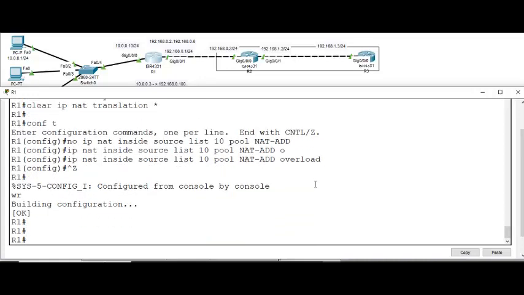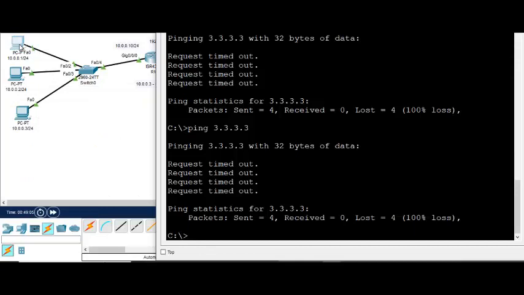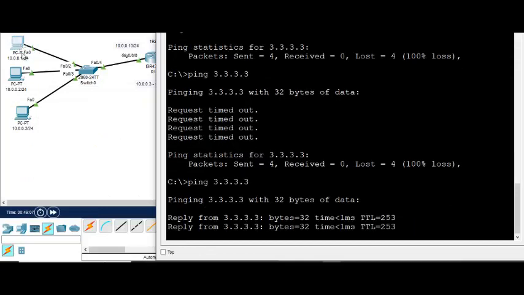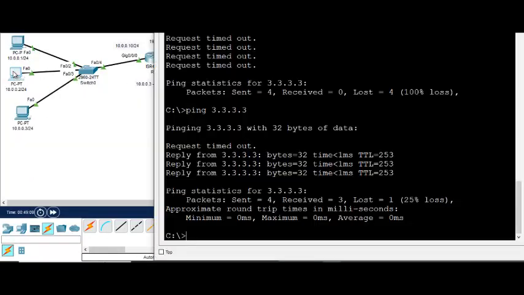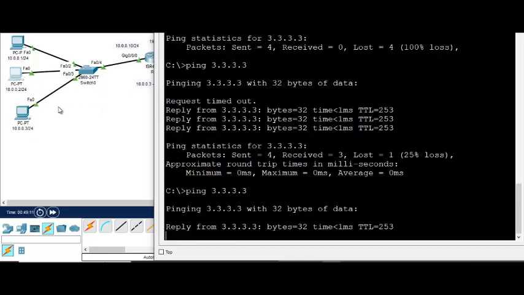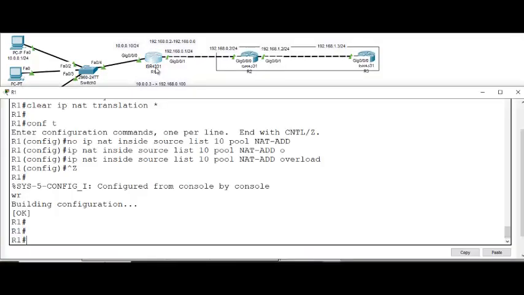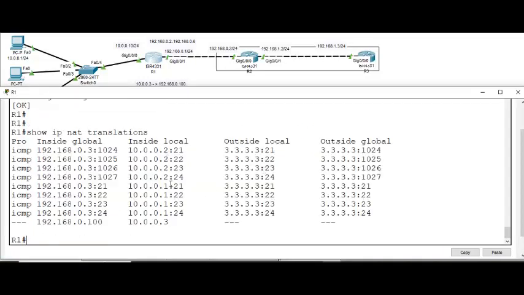Now, can you ping from the outside? From R3? It will not ping. It is unidirectional, I told you. Only with static NAT can you ping from outside. Because if you ping 0.3, the router will not know whether to give it to this guy or this guy. You understood? That's all.